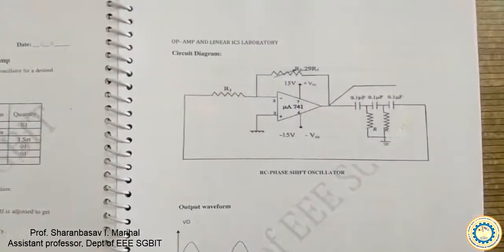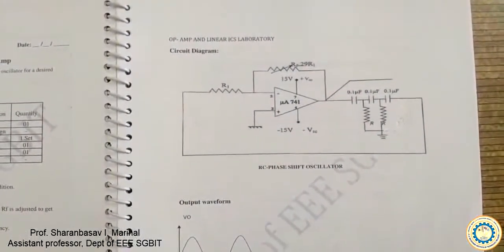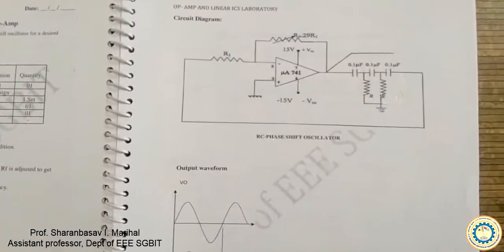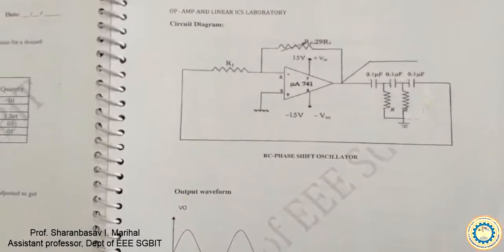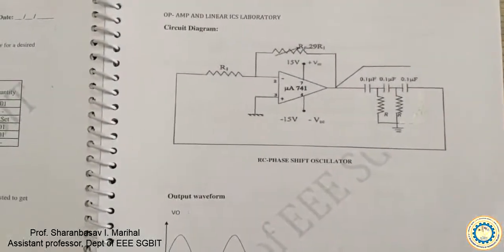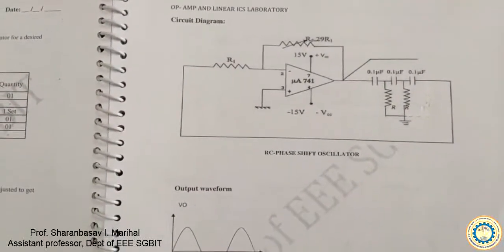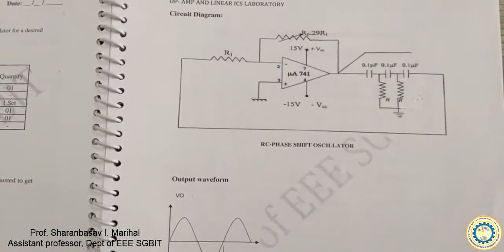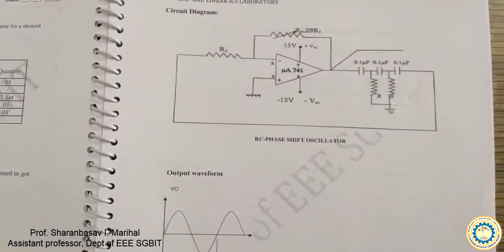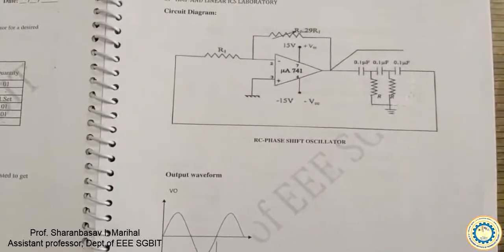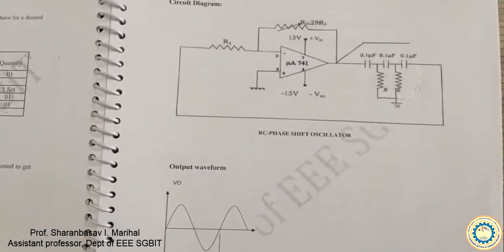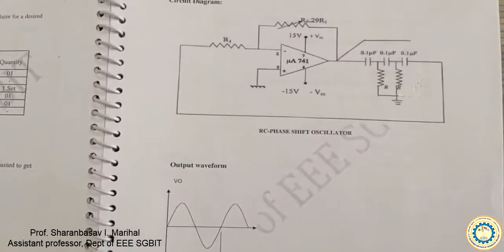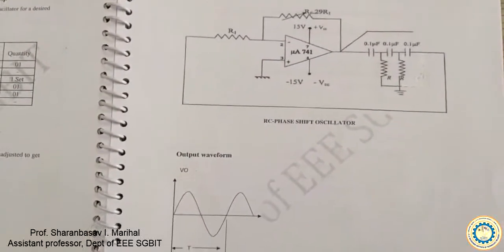So this is the circuit of RC phase shift oscillator. So basically this is an inverting amplifier. If you consider only the R1, the input resistor, and the feedback resistor RF, then it is basically an inverting amplifier, and to that inverting amplifier we are connecting a feedback network which consists of 3 pairs of resistors and capacitors. Right, we can see that there is a resistor capacitor pair.